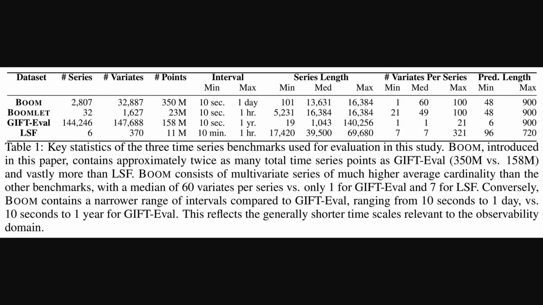Okay, so after seeing those distributions that highlighted BOOM's distinct statistical profile, this now gives us some hard numbers comparing BOOM with other benchmarks like GIFT-Eval and LSF. This table details things like the number of series, the total data points, and importantly, the number of variates per series. Variates are just the different individual data streams or variables being tracked within each time series. For instance, BOOM has 350 million points, more than twice GIFT-Eval, and a median of 60 variates per series, which is way higher, indicating much more complex high cardinality data. Cardinality here just refers to that number of variates. This really quantifies the scale and multivariate nature of the BOOM benchmark.